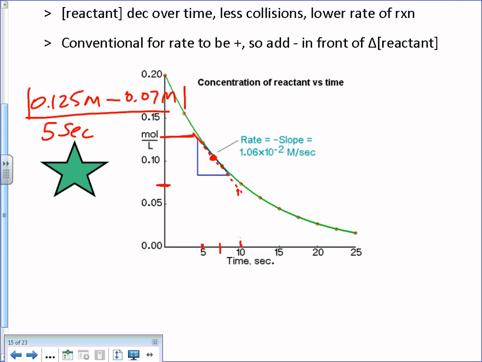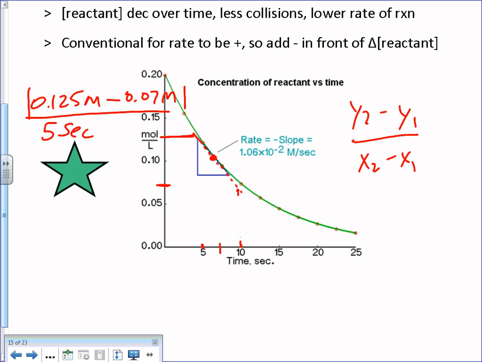So I could figure out the rate of change based off the rise over run, or y2 minus y1 over x2 minus x1. Familiar with the slope? You can get slope. Okay, so it has to be concentration versus time to do that.